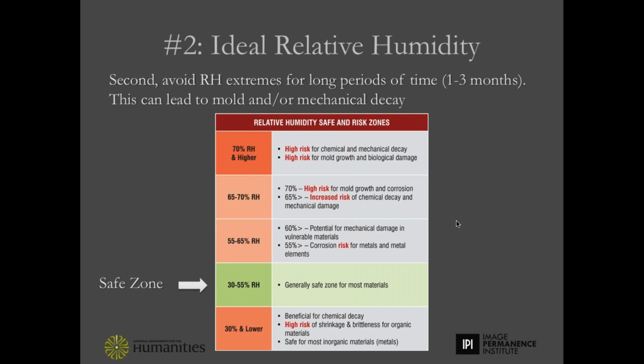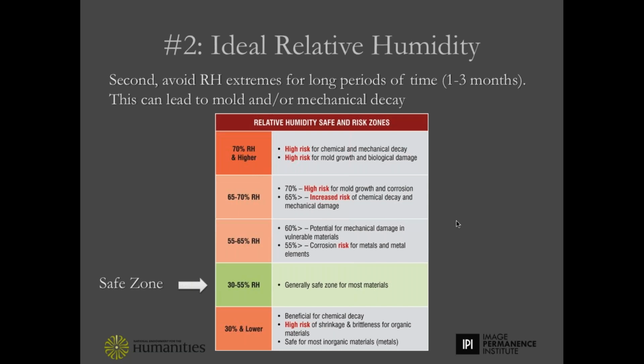Okay, so now let's look at relative humidity. With high relative humidity, you have a host of issues, probably most importantly mold. Really low relative humidity causes materials to lose too much water. Most photographs need a certain amount of water to maintain structural stability. And I'll add on to that, not just photographs, most organic materials need some water for their structural stability. If they get too dry, they get brittle, and this can lead to permanent damage.